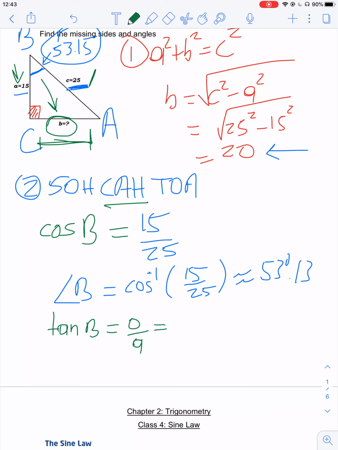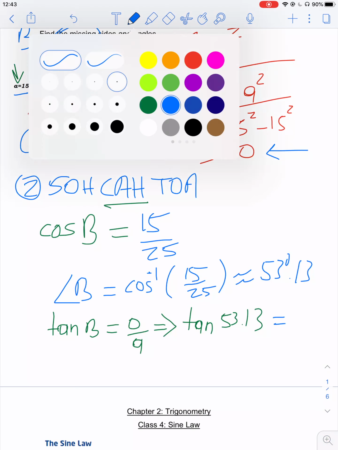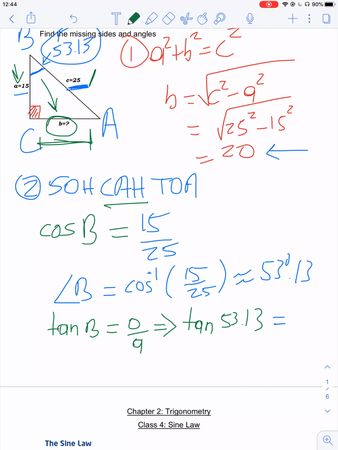So this arrow just means then. I know the angle, right? The angle is 53.13, actually, not 15, so let's just change this. So tan of 53.13 is equal to, let me be consistent with my colors, my opposite side, which is b, divided by the adjacent side, which is 15.